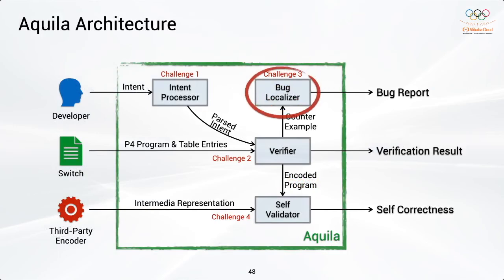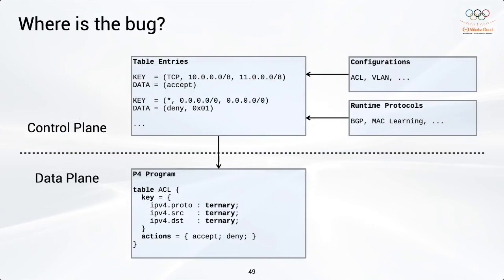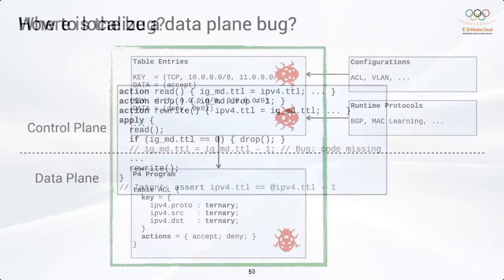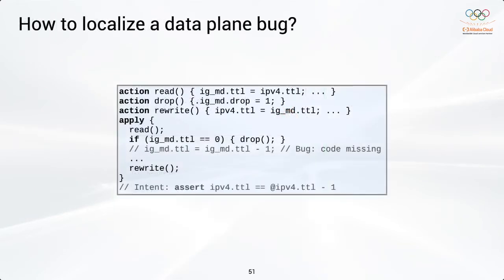Next, I will talk about bug localization. In programmable data plane, a bug may appear anywhere. When a data plane bug directly leads to a wrong hardware behavior, a control plane bug may install buggy entries to hardware tables. Aquila can localize bugs in both cases. In this talk, I will only introduce how to localize a bug in data plane programs. Consider a bug in data plane program. We need 3 steps to localize it.